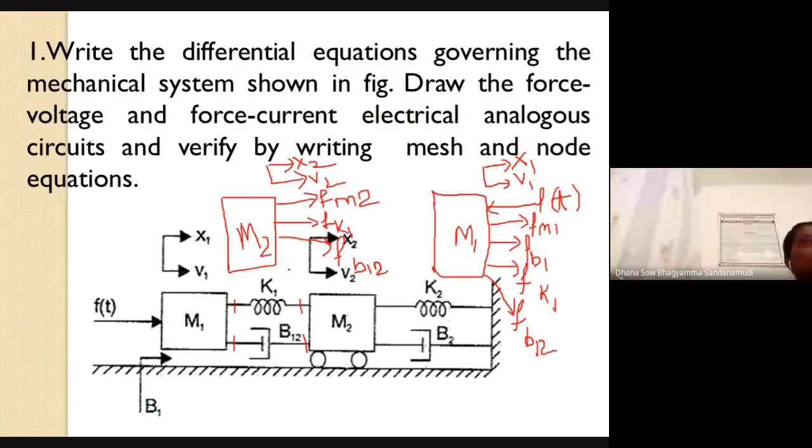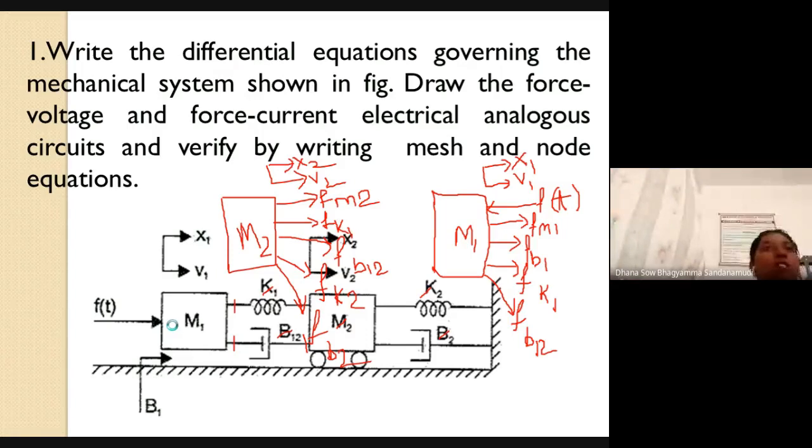Fb12. Another opposing force is Fk2. Many forces are there. Okay, another opposing force is Fb2. Okay, how many forces due to M2? 1, 2, 3, 4, 5 opposing. So applied force is 0.